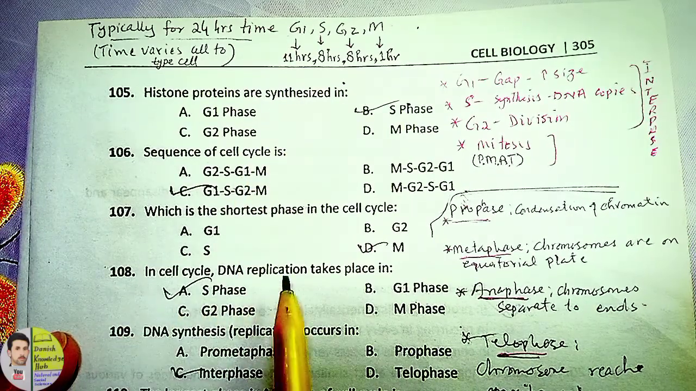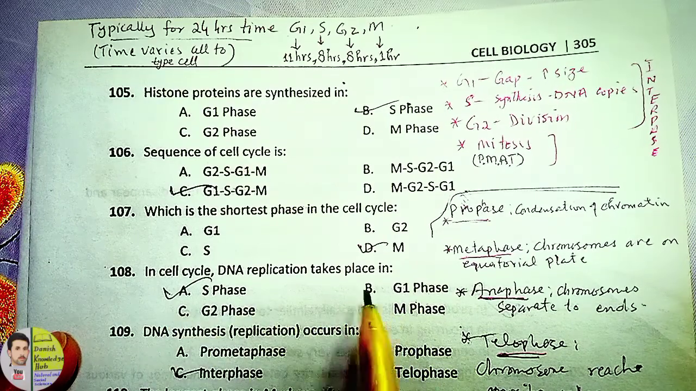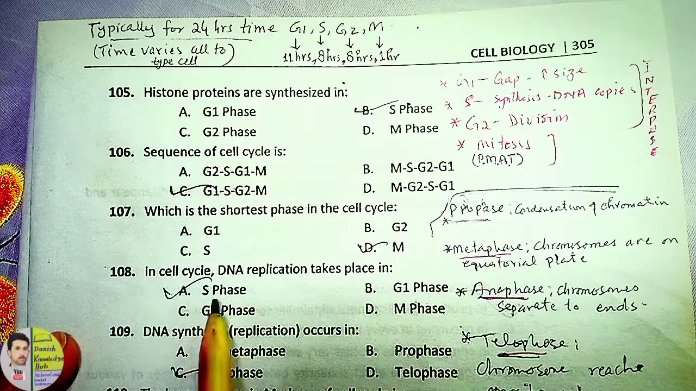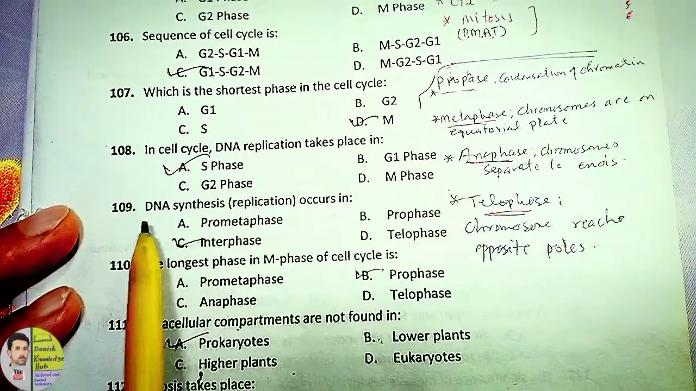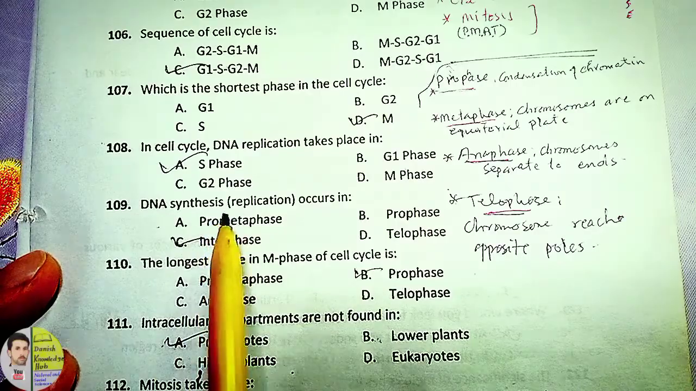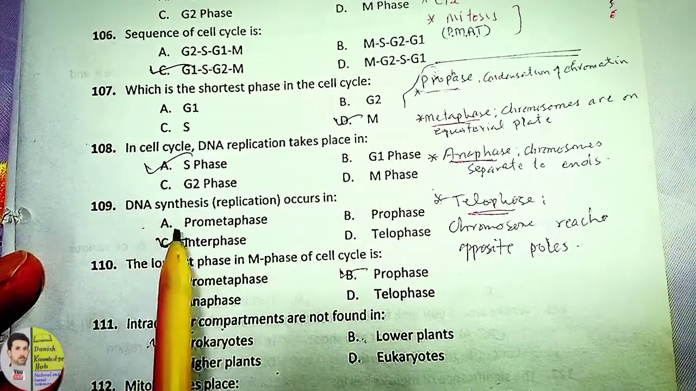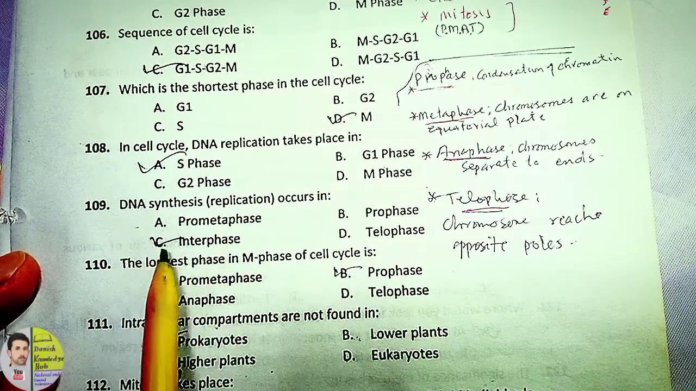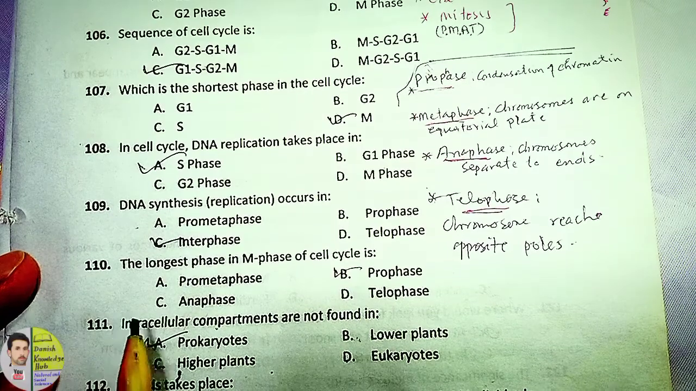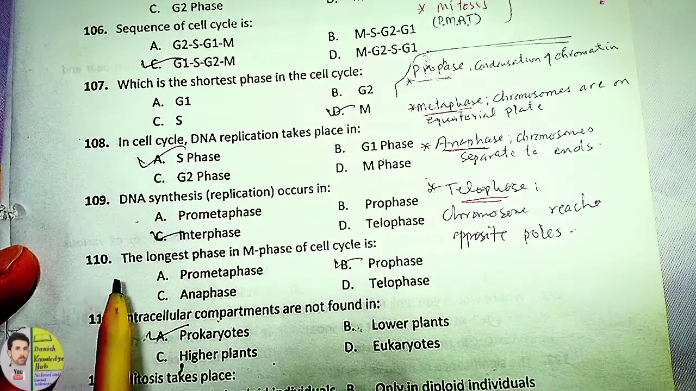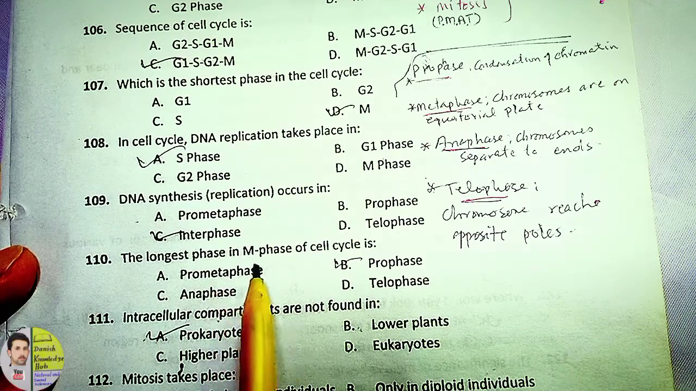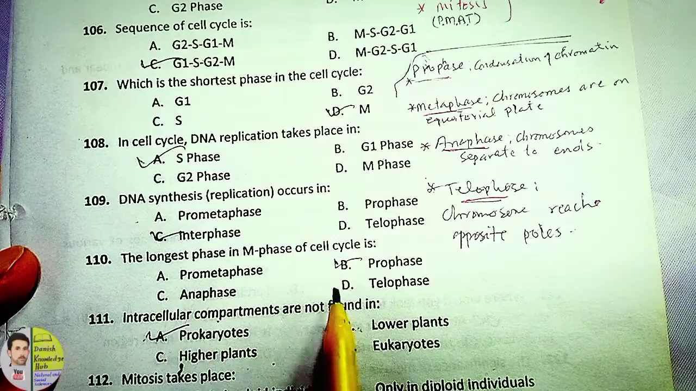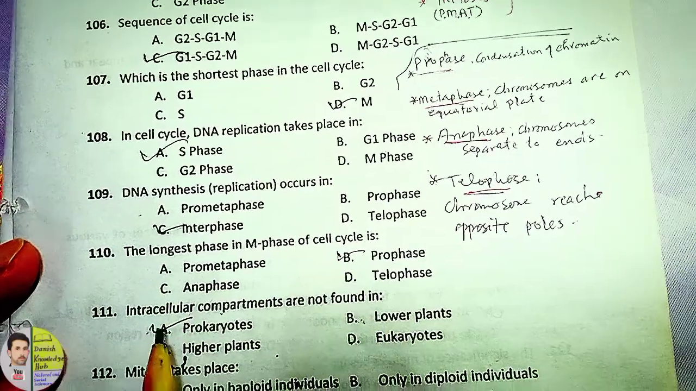108. In cell cycle, DNA replication takes place in option A S phase, option B G1 phase, option C G2 phase, option D M phase. So the correct option is S phase. 109. DNA synthesis, meaning replication, occurs in option A prometaphase, B prophase, C interphase, D telophase. So the correct option is interphase. 110. The longest phase in M phase of cell cycle is option A prometaphase, B prophase, C anaphase, D telophase. So the correct option is B, prophase.